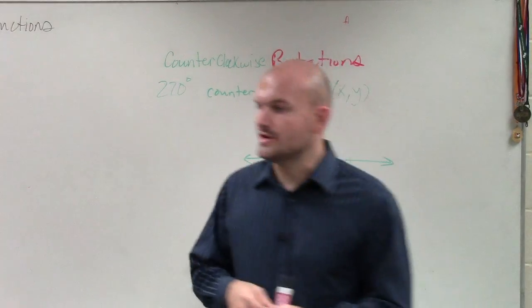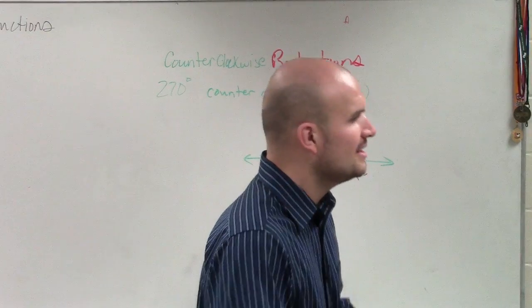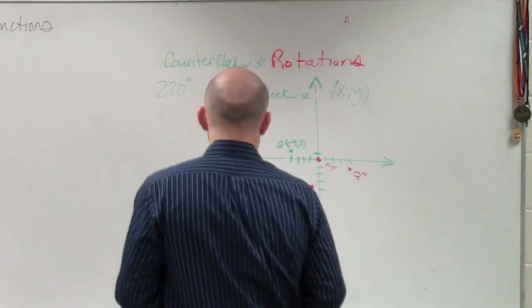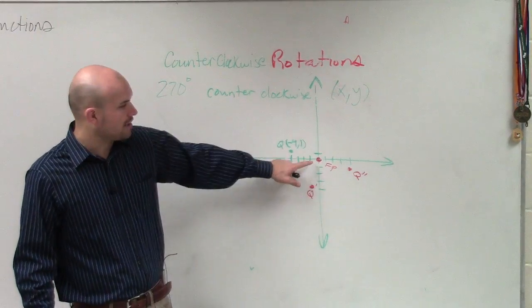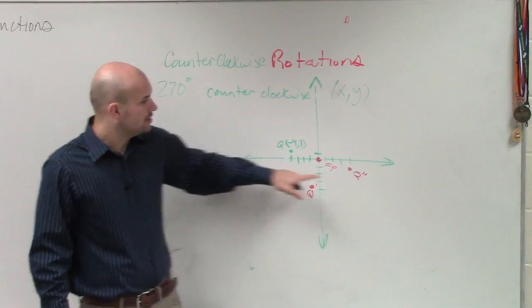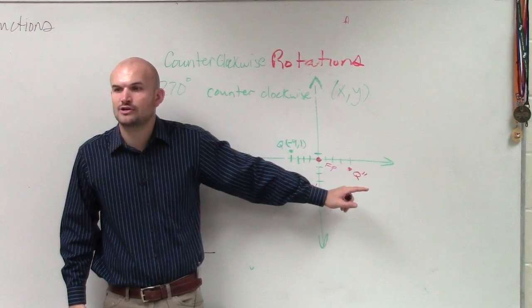Oh, OK. So now let's go ahead and go over a rotation of 270 degrees. And this will be the last one in the counterclockwise direction. So ladies and gentlemen, we talked about Q prime. That was a 90-degree rotation about our fixed point at the origin. Q double prime was a reflection of 180 degrees.